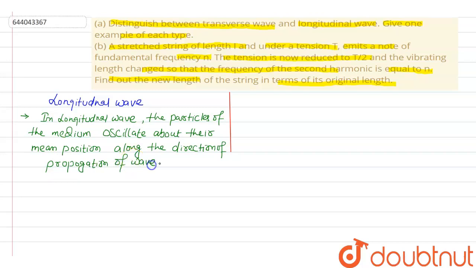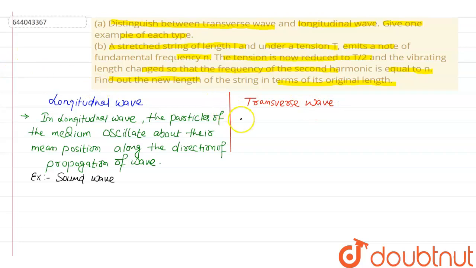We can also give a few examples of longitudinal wave. The example of longitudinal wave is sound wave. Now we have to deal with the transverse wave.